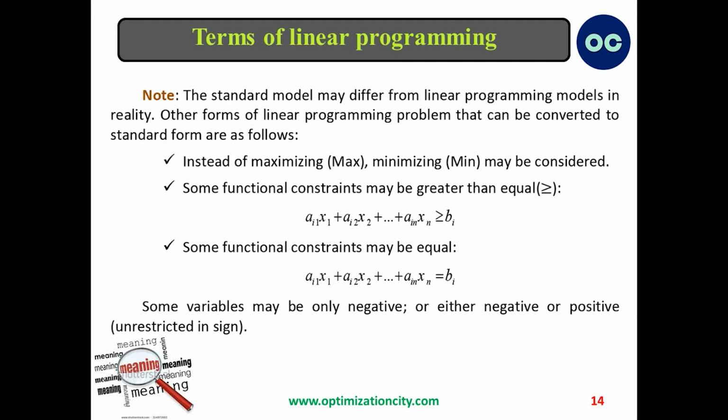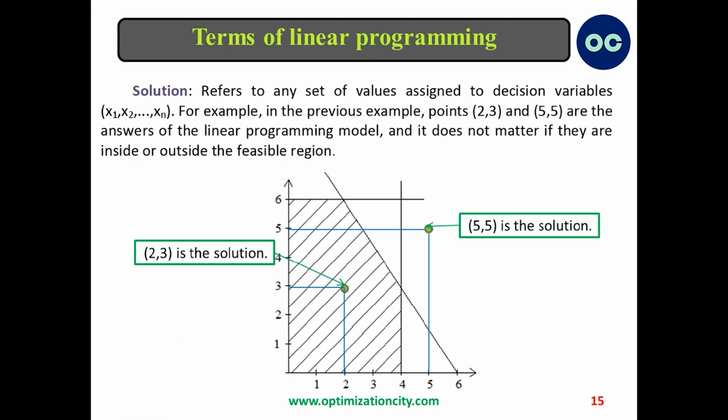Note that the standard model may differ from the linear programming model in reality. There are alternative forms of linear programming that can be converted to the standard form, including min instead of max objective function, functional constraints that use greater than or equal, constraints that use equality, and variables that are only negative or unrestricted in sign, either negative or positive. In short, these are more common terms in linear programming.